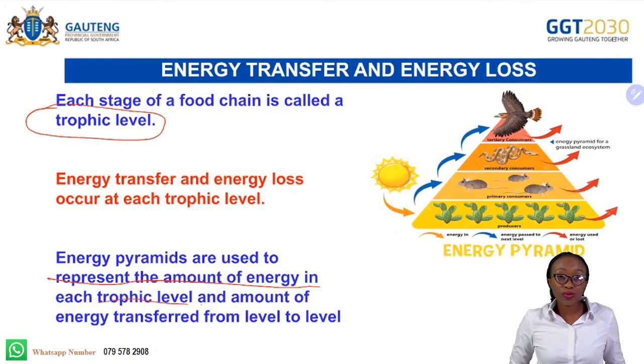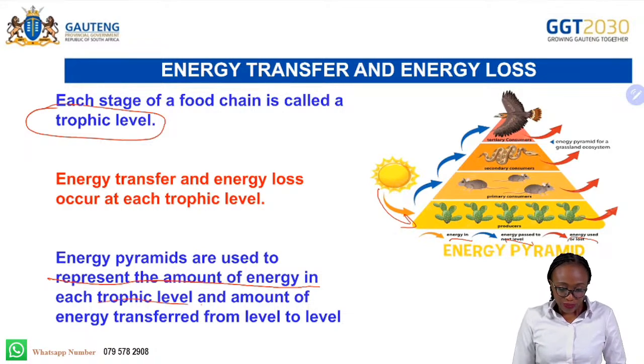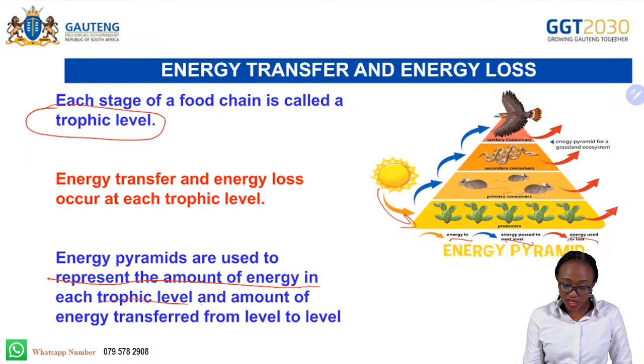If we look at the pyramid here, the energy pyramid, it shows us how much energy goes in, how much energy is passed to the next level, and how much energy has been lost. So the energy that goes in here is coming from the sun. And then each stage of the food chain is a trophic level. So here are the producers.